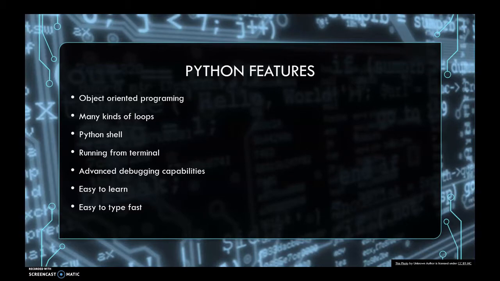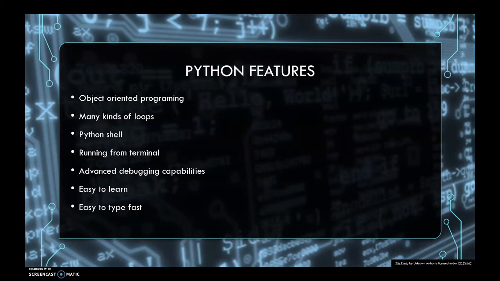So, features. It's object-oriented programming. If you don't know what that is, we'll talk about it later. It's got many kinds of loops. The Python shell, you can run it from a terminal. It's got a lot of debugging capabilities. It's really easy to learn, and it's easy to type really fast because there's no weird characters.